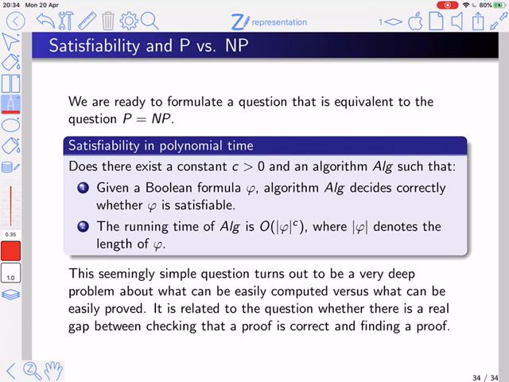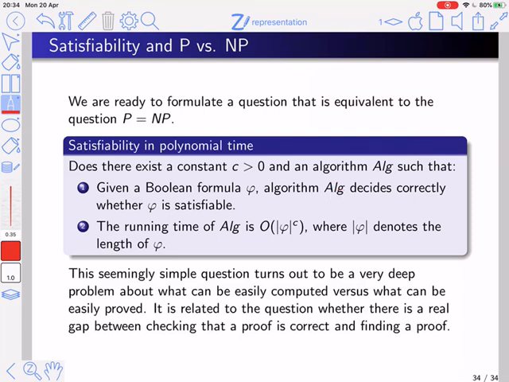So, what is the question which is equivalent to P versus NP? It is the following question. Does there exist a constant c and an algorithm ALG such that, given a Boolean formula phi, algorithm ALG decides correctly whether phi is satisfiable? So it will tell us, yes, phi is satisfiable, or no, phi is not satisfiable.